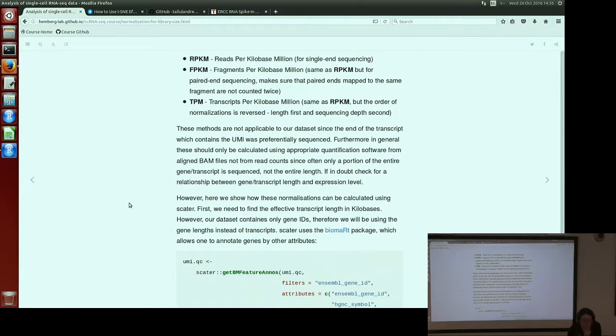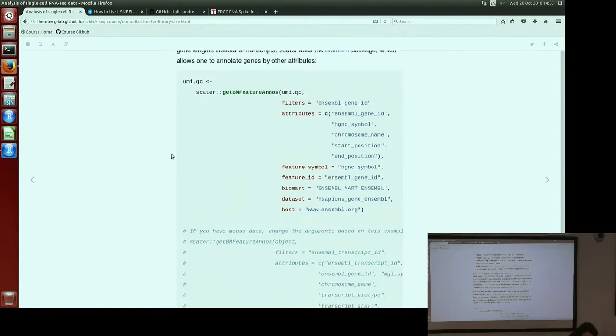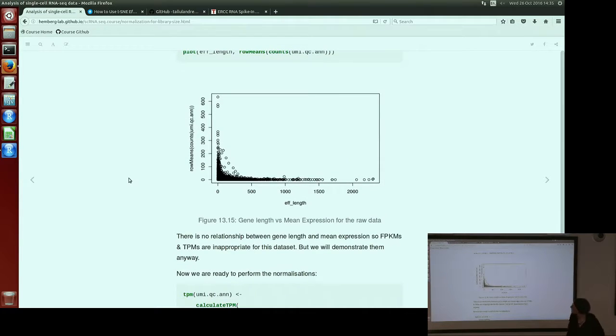However, we're going to try applying this to our data set, but it makes absolutely no sense to do that because we have a UMI-based data set, and the UMI is only located at one end of the transcript. So the sequencing that has been done for this data only sequences that end of the transcript. So if we go down here, I have a nice plot. You can see that there's no relationship between the length of the genes and the total counts or the average expression level we see for each gene. That's because we're only sequencing one end of it, so there's no relationship there. If you were sequencing the entire length of the transcript, you would see a positive relationship here, which would indicate you should normalize for gene length.